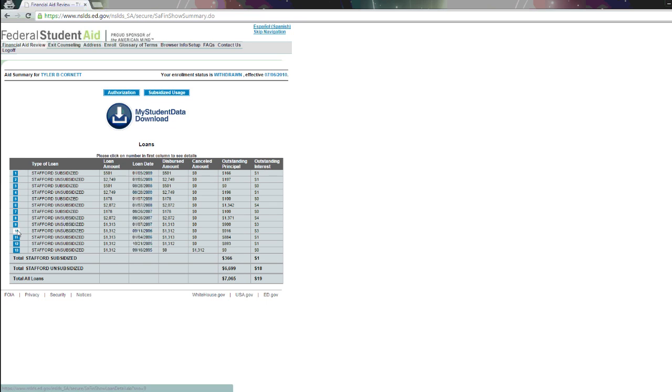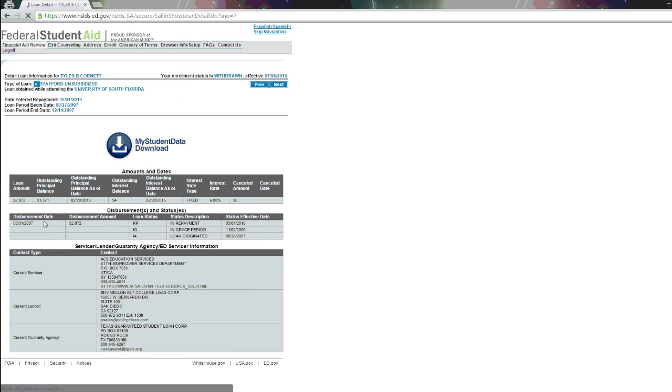If you open up an individual line item, that's going to tell you a bunch of other information that is really important. For instance, you can see here which school you were attending at the time that you got that disbursement. You can see the loan amount, the initial loan amount, and the rate at which you were lent that money.